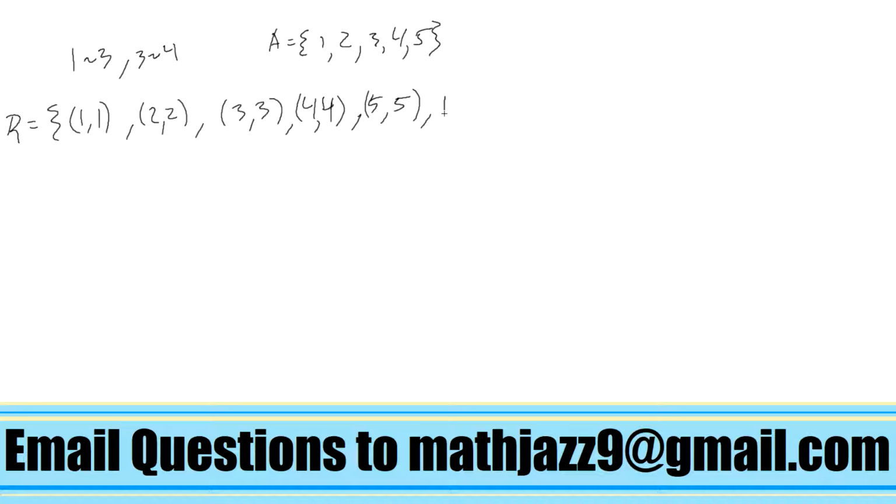We also know (1,3) is in there, and (3,4), because they give both of those to us. And because we're symmetric, we need to have (3,1) and (4,3). So now we have everything related to itself, and everything that's related to something else. We have the symmetric property.